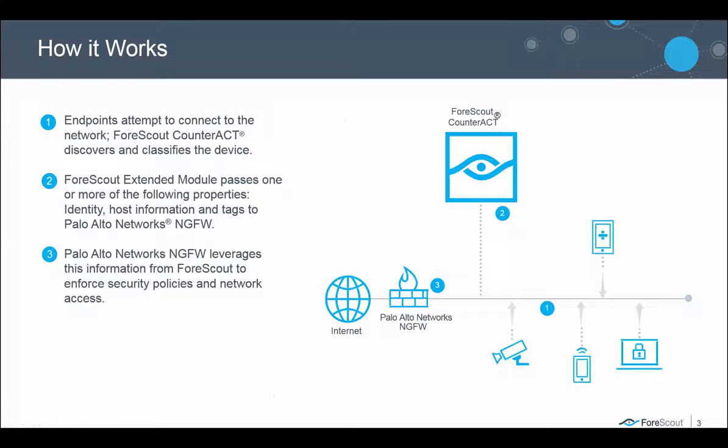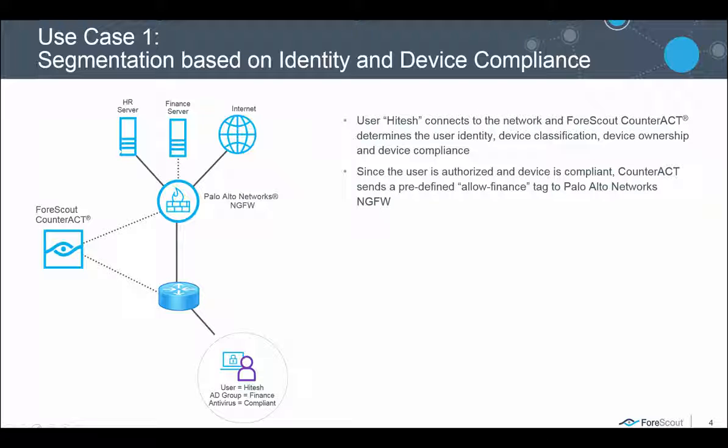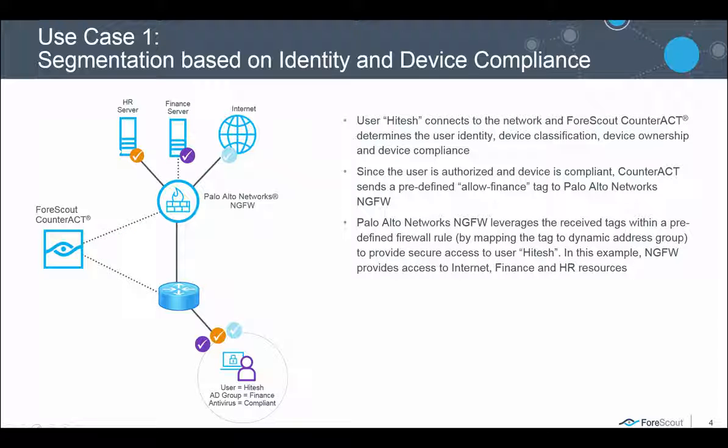Alright, so now the first use case is network segmentation based on user identity and device compliance. User Hitesh connects to the network, and ForeScout CounterACT determines the user identity, device classification, ownership, and compliance. Since the user is authorized and the device is compliant, CounterACT sends a predefined Allow Finance tag to the Next-Gen Firewall. In this example, we're checking for antivirus compliance. The Next-Gen Firewall leverages the received tags within a predefined firewall rule to provide secure access to user Hitesh. And in this example, the Next-Gen Firewall provides access to internet, finance, and HR resources.